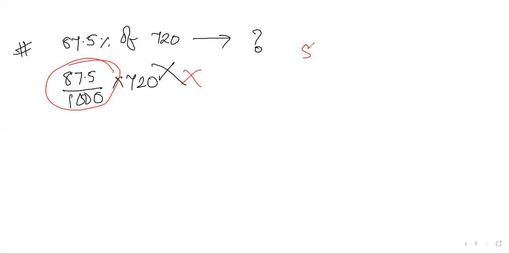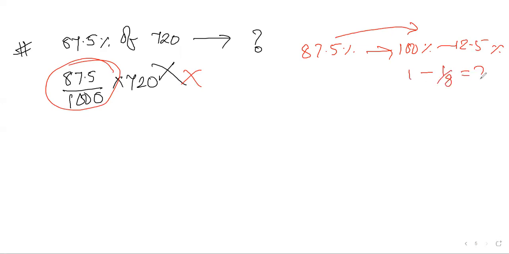But I know how to do 87.5%. So I can write this as 100% minus 12.5%. Isn't it? Can I write 87.5% as 100 minus 12.5? Yes. And 12.5% is your 1 by 8. Then the result will become 7 by 8. Now it is simple. 7 by 8 of 720 is 630. We can say the answer in 1 second.